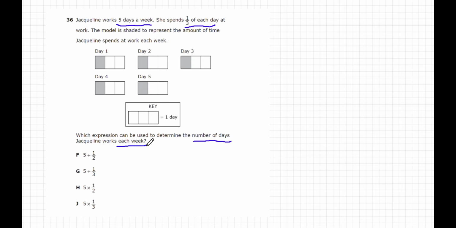The number of days, which is 5, should be multiplied by the fraction of each day spent at work, which is 1/3. This would result in the expression 5 multiplied by 1/3. Therefore, J is the correct answer.